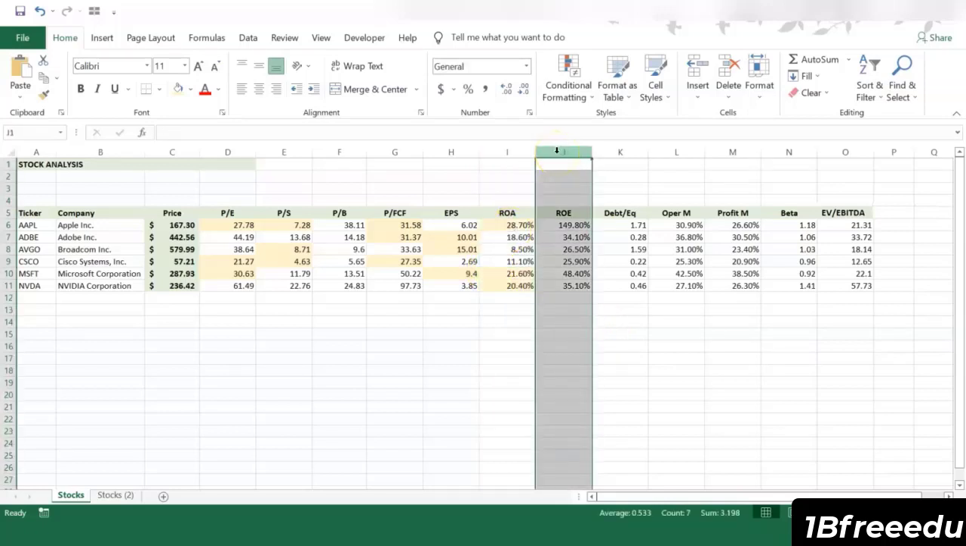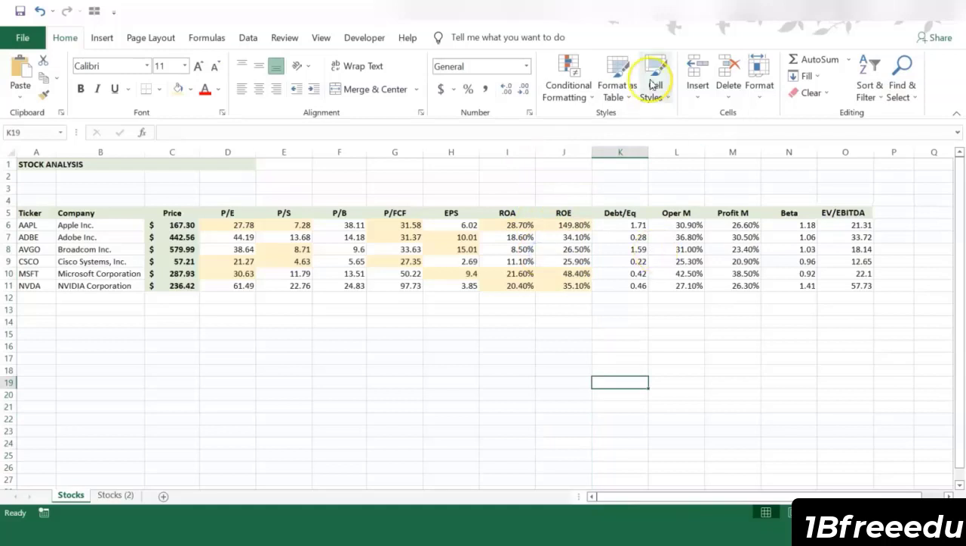Return on equity is a measure of financial performance calculated by dividing net income by shareholders' equity. ROE is especially used for comparing the performance of companies in the same industry. As with return on capital, ROE is a measure of management's ability to generate income from the equity available to it. So return on equities of 15 to 20% are generally considered good. In our case, Apple, Microsoft, and NVIDIA are great.